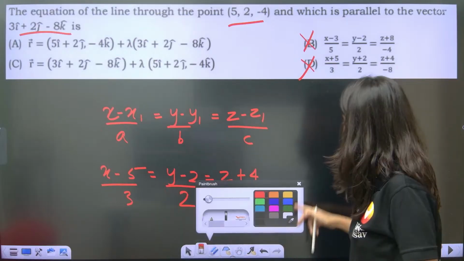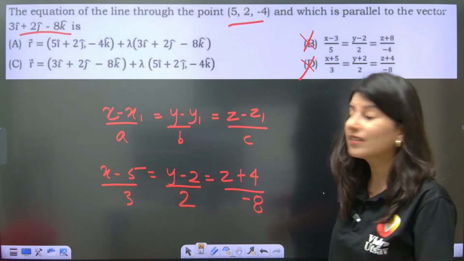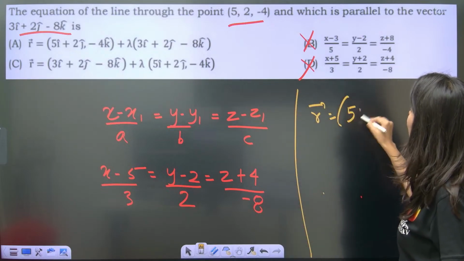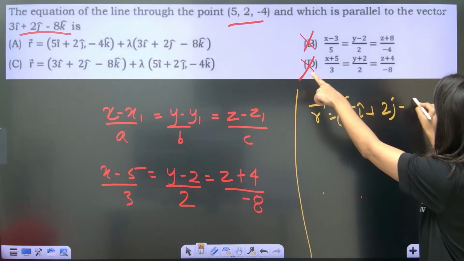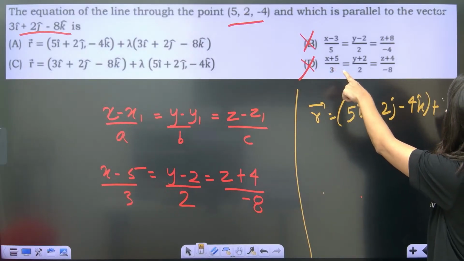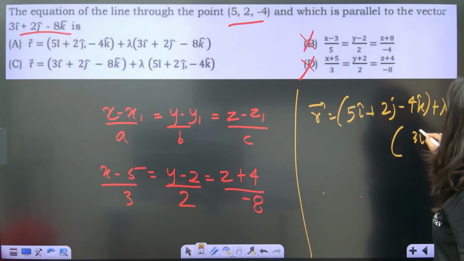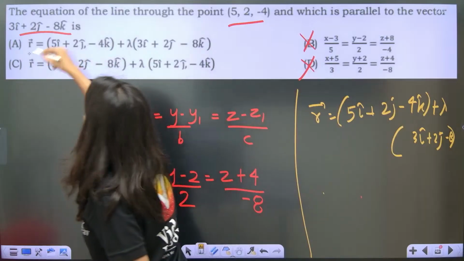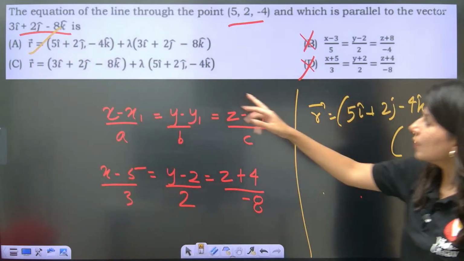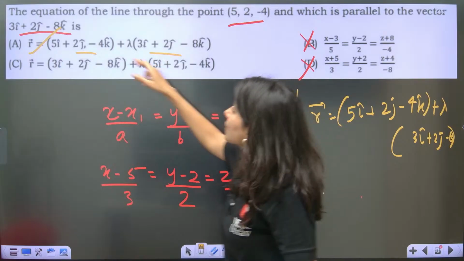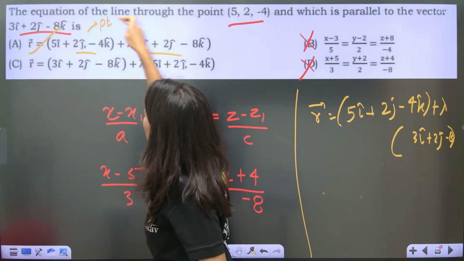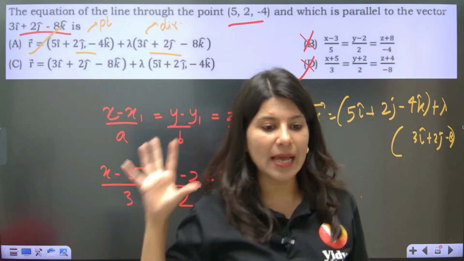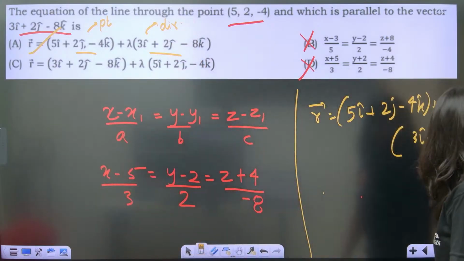That clearly means that you want the vector equation. How to write the vector equation? R vector is what? 5i cap plus 2j cap minus 4k cap, the point, plus lambda times direction 3i cap plus 2j cap minus 8k cap. So clearly option A seems to be absolutely right. So R vector is point plus direction. So this should be a point vector. This should be a direction vector. That's it. Point plus lambda times direction will give you the direct answer.